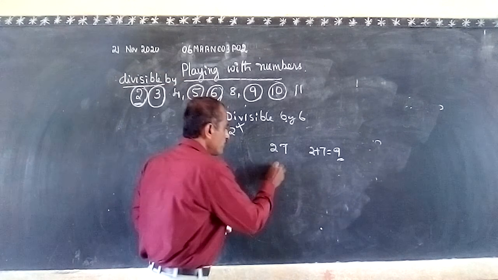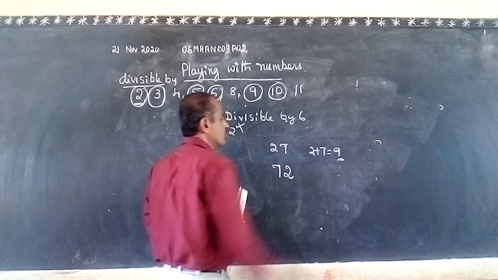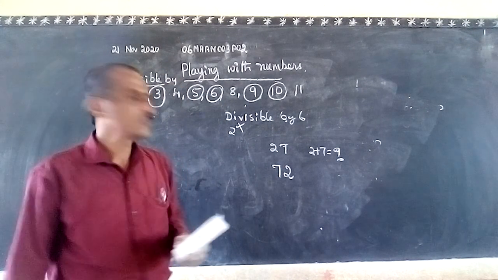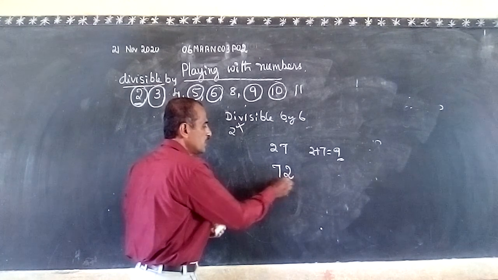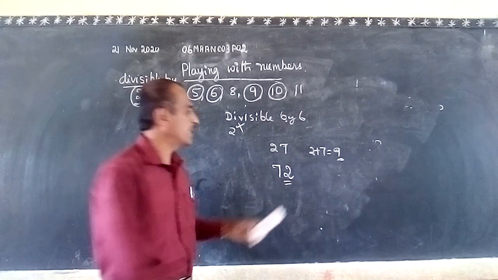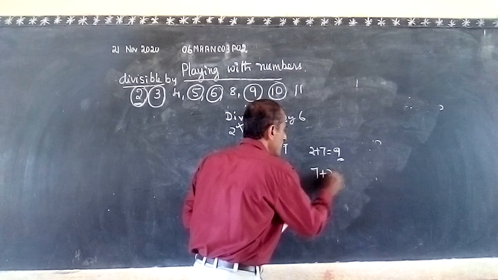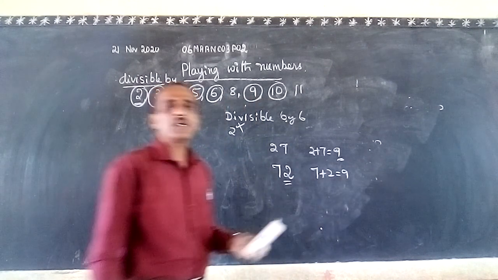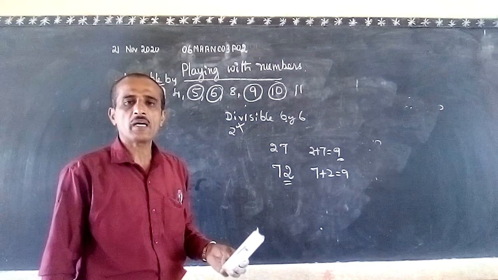Okay. Suppose if you reverse the digits, 72. Now can you divide it by 2? Yes. Whether 72 is divisible by 2 completely? Yes, 2 is there in the unit place, you can divide. What is the sum of the digits? 7 plus 2 is 9. Can you divide 9 by 3? Yes, you can divide 9 by 3 completely.